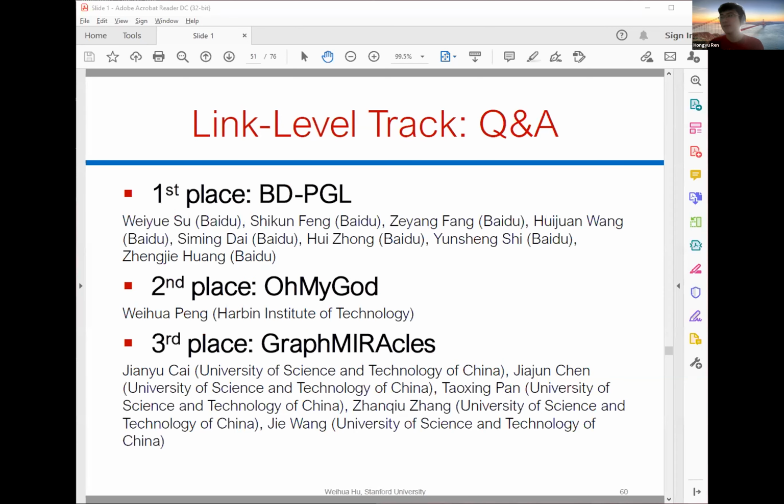Okay, so now let's welcome Huijun and Jianyu again, and let's jump into this Q&A session. I will probably start with a similar question. Basically, I would like to ask both of you, what is the most challenging part of designing a method or working on this WikiKG dataset?